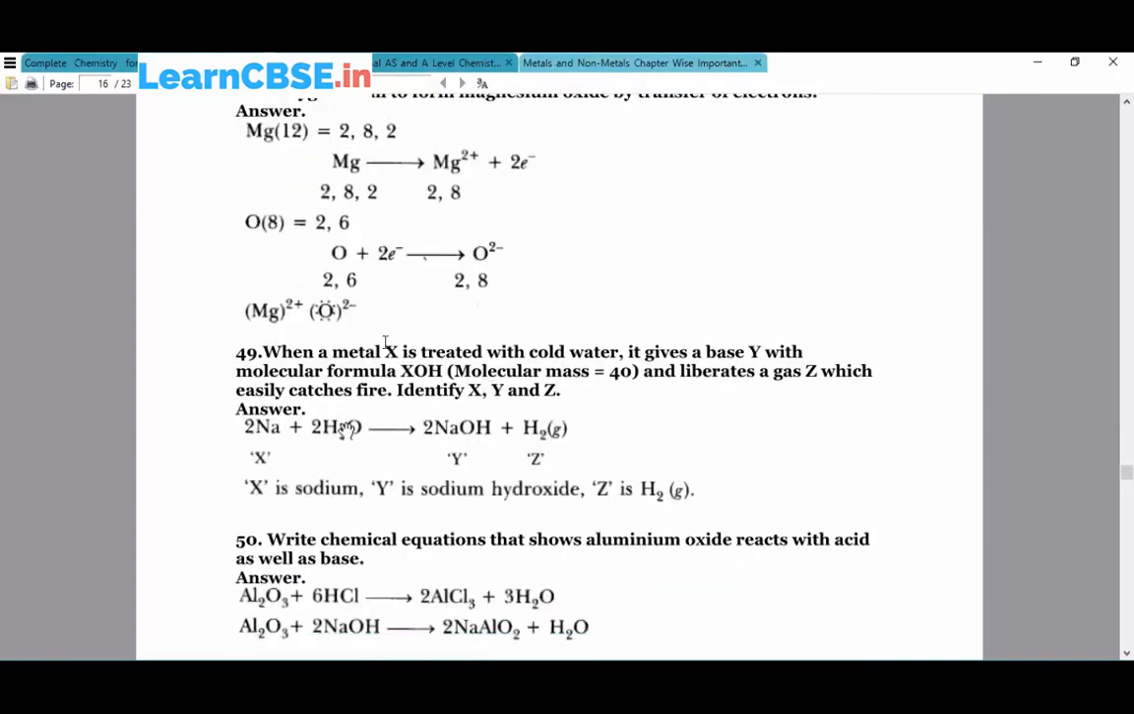So, Mg plus 2 and the oxygen minus 2. So, the formula is MgO.